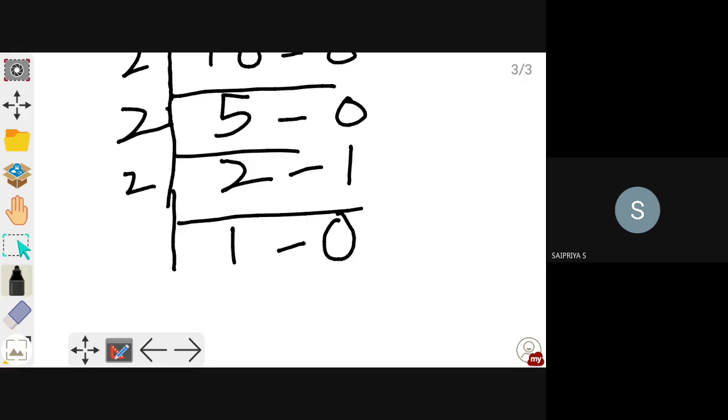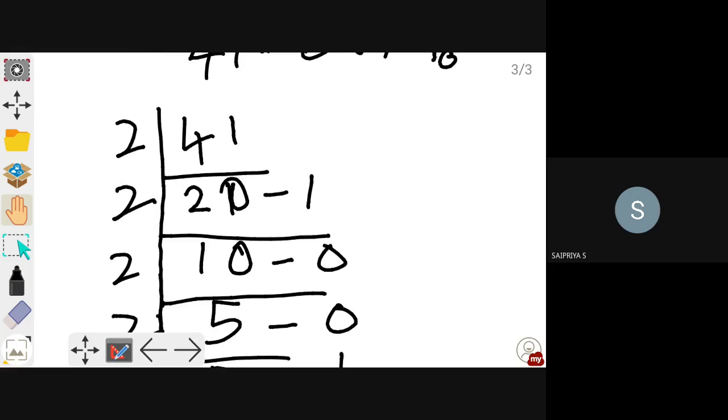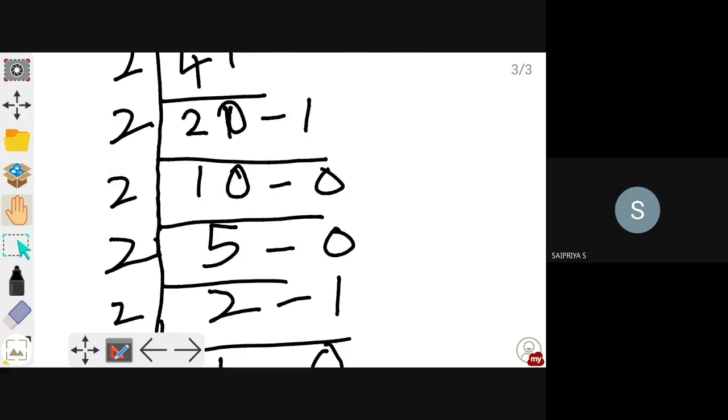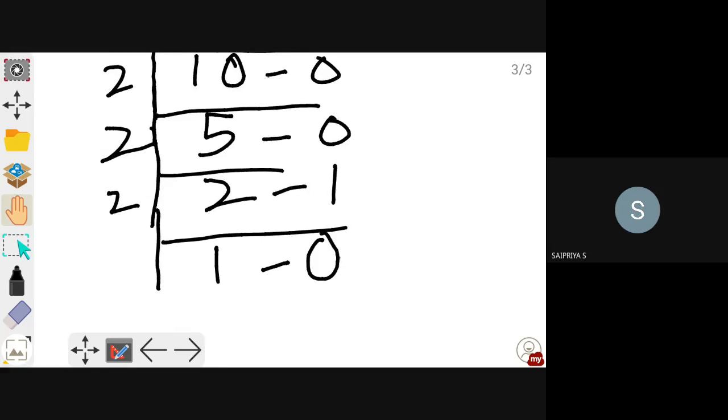So you have to divide 41 by 2 and write the remainder on the side. You have to write in this direction. Then I will show how to convert the fractional part, and in the end we will write both together.